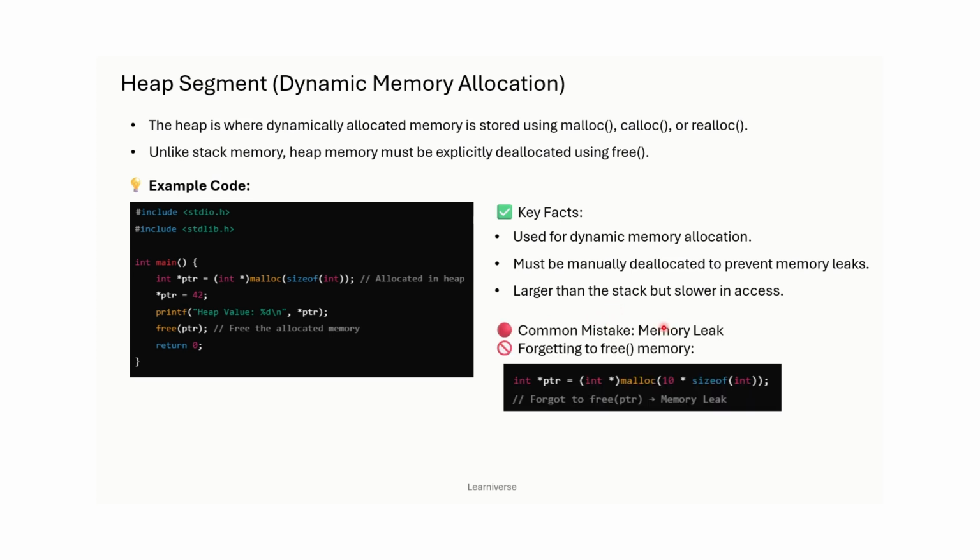Some common mistakes are memory leaks. A memory leak occurs whenever we forget to free memory using free. So suppose we have allocated memory, and if we forget to free it, then a memory leak occurs. So how can we fix this? Whenever we are done with it, we can use the free function to avoid the memory leak.